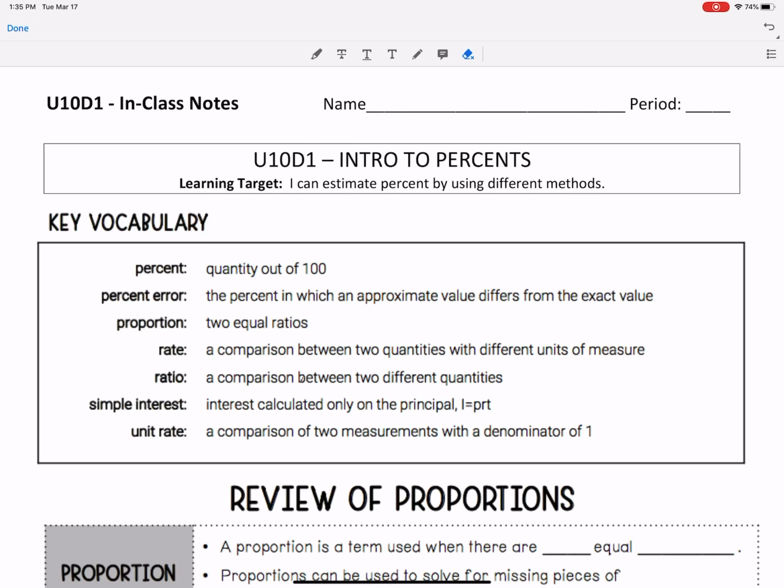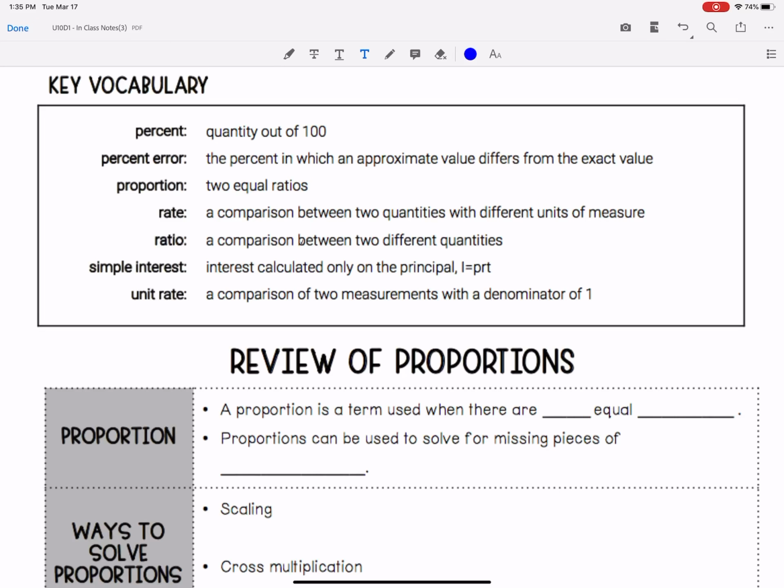Okay, so here we go. I have this little paragraph thing. It's key vocabulary words. I'm not going to go over all of them because we are still going to talk about them in future lessons, but I will give a quick refresher on some words that you should be familiar with by now. The first one is percent. You should be a little bit familiar with this one. It's a quantity out of 100. So for example, if you had 75 out of 100, that's the same thing as 75%. Percent error we'll talk about later.